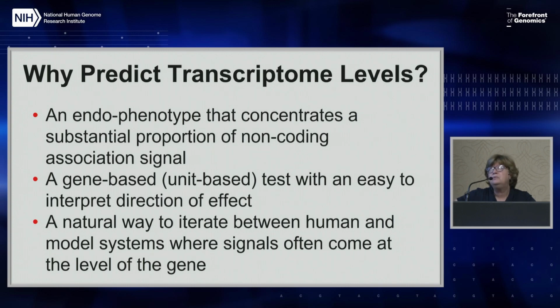And so this way of aggregating DNA variants into endophenotypes to probe the relationship between genes and long non-coding RNAs and disease puts this more in the flavor of a Mendelian randomization experiment. And it really is a natural way to iterate between human and model systems, where our signals often do come at the level of genes, and translating back and forth between human SNP discoveries and model systems has been much more challenging.